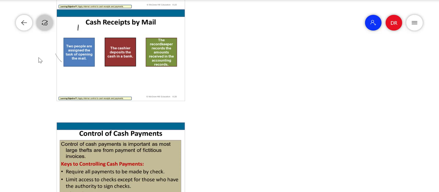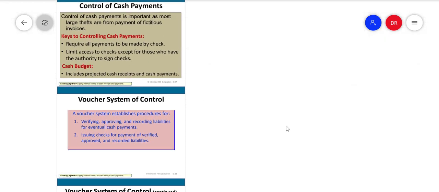This person here or these people here are going to be the people who receive and open the mail. This person will be somebody in the office who will look over the records that they've prepared and prepare the deposit. And then this person is not going to be doing the deposits at all. They're just going to be reconciling the bank statements when they get those from the bank. Okay?